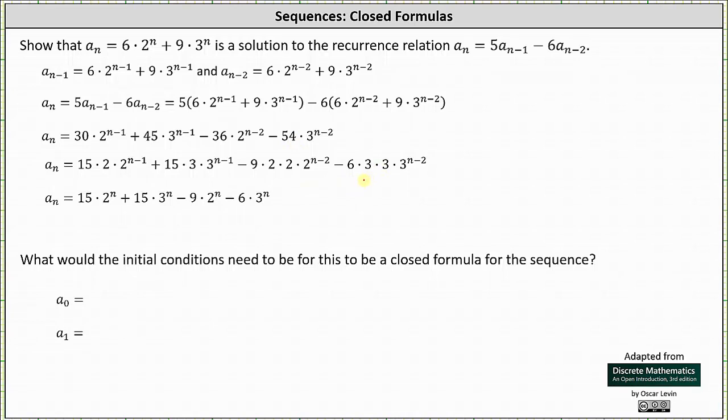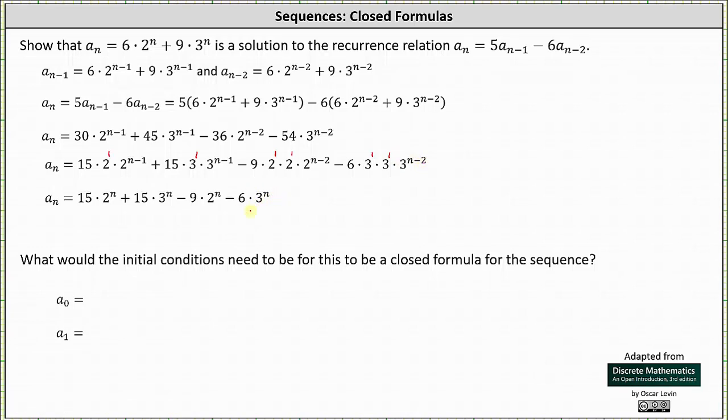Now the reason we're doing this: if we multiply 2 to the first and 2 to the power of n minus 1, this will give us 2 to the n, and therefore 15 times 2 times 2 to the power of n minus 1 is just 15 times 2 to the power of n. And then 15 times 3 times 3 to the power of n minus 1 gives us plus 15 times 3 to the power of n. And then we have minus 9 times 2 times 2 times 2 to the power of n minus 2, which gives us 9 times 2 to the power of n, because 2 to the first times 2 to the first times 2 to the power of n minus 2 is just 2 to the n. Similarly, for the last term, we have minus 6 times 3 times 3 times 3 to the power of n minus 2, which just gives us minus 6 times 3 to the power of n.